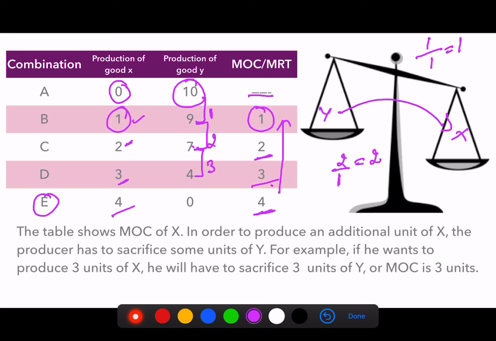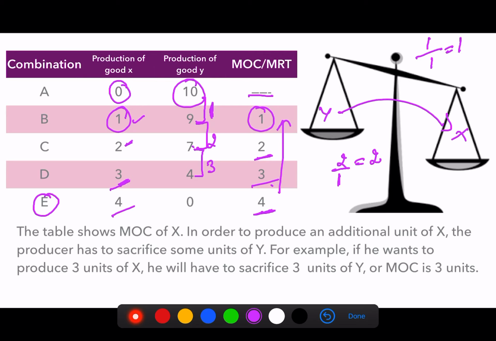unit of good X, at that time he sacrificed only 1 unit of good Y. But when he wants to produce the second unit of good X, at that time he sacrificed 2 units of good Y to produce 1 additional unit of good X. Now after that, when he decided to produce the third unit of good X, at that time also he sacrificed 3 units of good Y to produce 1 unit of good X. So it means in that case MOC was increasing.